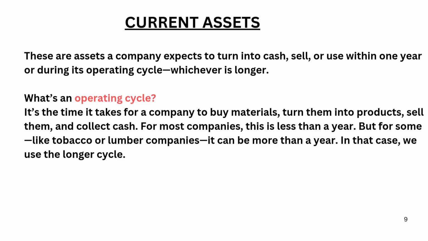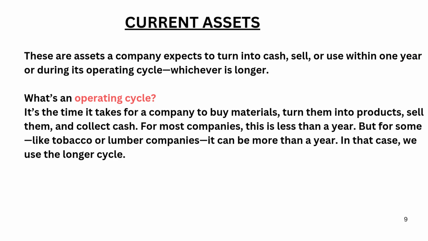Current assets. So, what exactly are current assets? These are the assets that a company expects to turn into cash, sell, or use up within 1 year or within the company's operating cycle, whichever is longer. Now you might ask, what's an operating cycle? Let's break it down. An operating cycle is the time it takes for a business to buy raw materials, turn them into products, sell those products, and finally, collect cash from the customer.